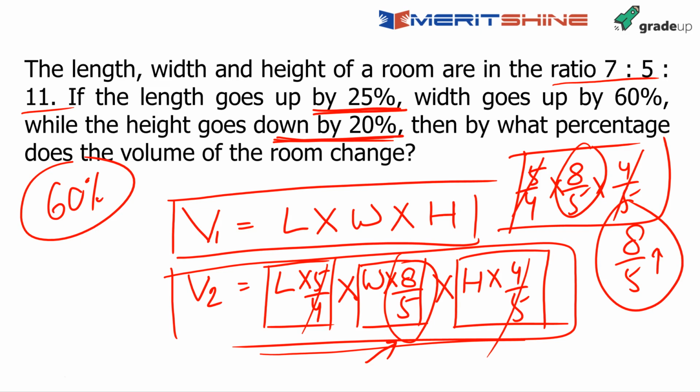decrease. This is an increase of 25%. An increase of 25% is something becoming 5 by 4. Fine. And this is a decrease of 20% here. A decrease of 20% means something becoming 4 by 5 of the initial value. 4 by 5, 5 by 4, they would cancel each other. It means that this 25% up and 20% down cancel each other. If they cancel each other, my answer would always be this 60%.